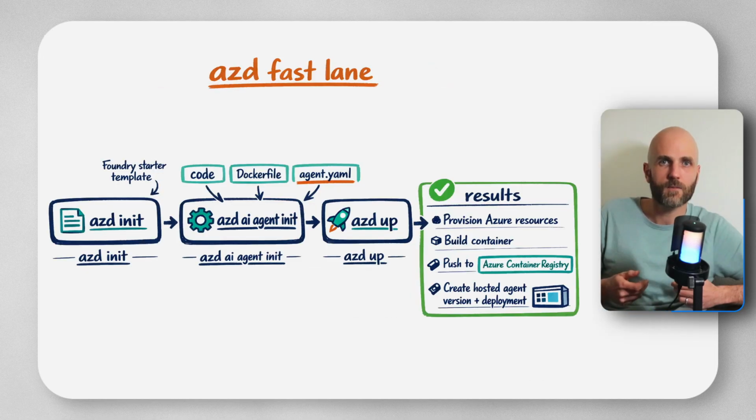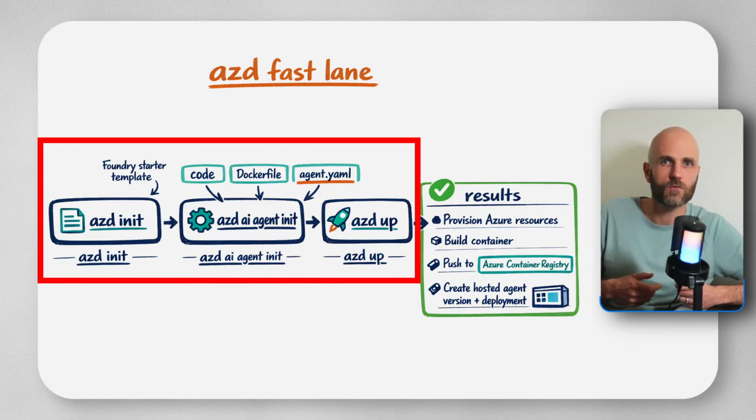Once I've got an image, the question becomes how do I actually get into Foundry in a repeatable way? There are two paths because teams are different. Sometimes I just want the fast lane to get everything created end to end. Other times I need CI/CD control and I want to do it all with code. The fast lane is Azure Developer CLI, AZD. The flow is basically three commands.